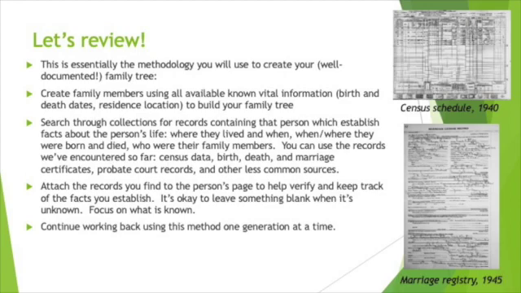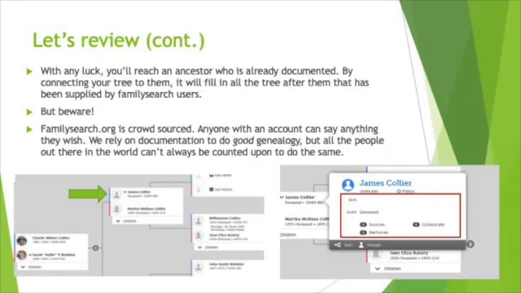And using this method, you go back one generation at a time. And with any luck, you'll reach an ancestor who is already documented, and that's great. By connecting your family tree to them, it will fill in the tree after them that has been supplied already by FamilySearch users. But again, beware. If you take anything away from this, I'm sure Lee would agree, beware. This is crowdsourced. Anybody off the street, anybody on God's green earth can come along and say ultimately anything they wish. They do not have to provide documentation. They can say anything they like about anyone they like. We know better. We rely on documentation to do good genealogy, but everyone out there in the world can't be counted on to do the same.